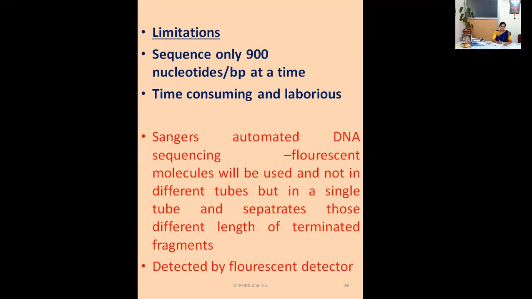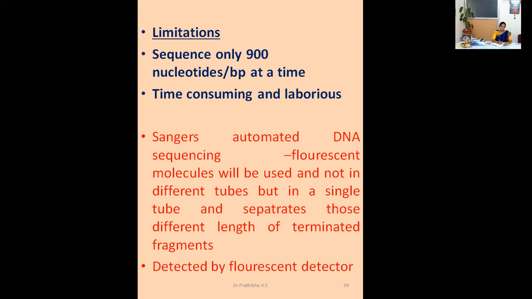So what are the limitations here? It sequences only 900 nucleotides or base pairs at a time. Nowadays, you may find advanced techniques also. This particular DNA sequencing is time consuming and laborious. Nowadays, Sanger's automated DNA sequencing with fluorescent molecules is available, where instead of four reaction tubes, a single tube is used to separate the different lengths of terminated DNA fragments.